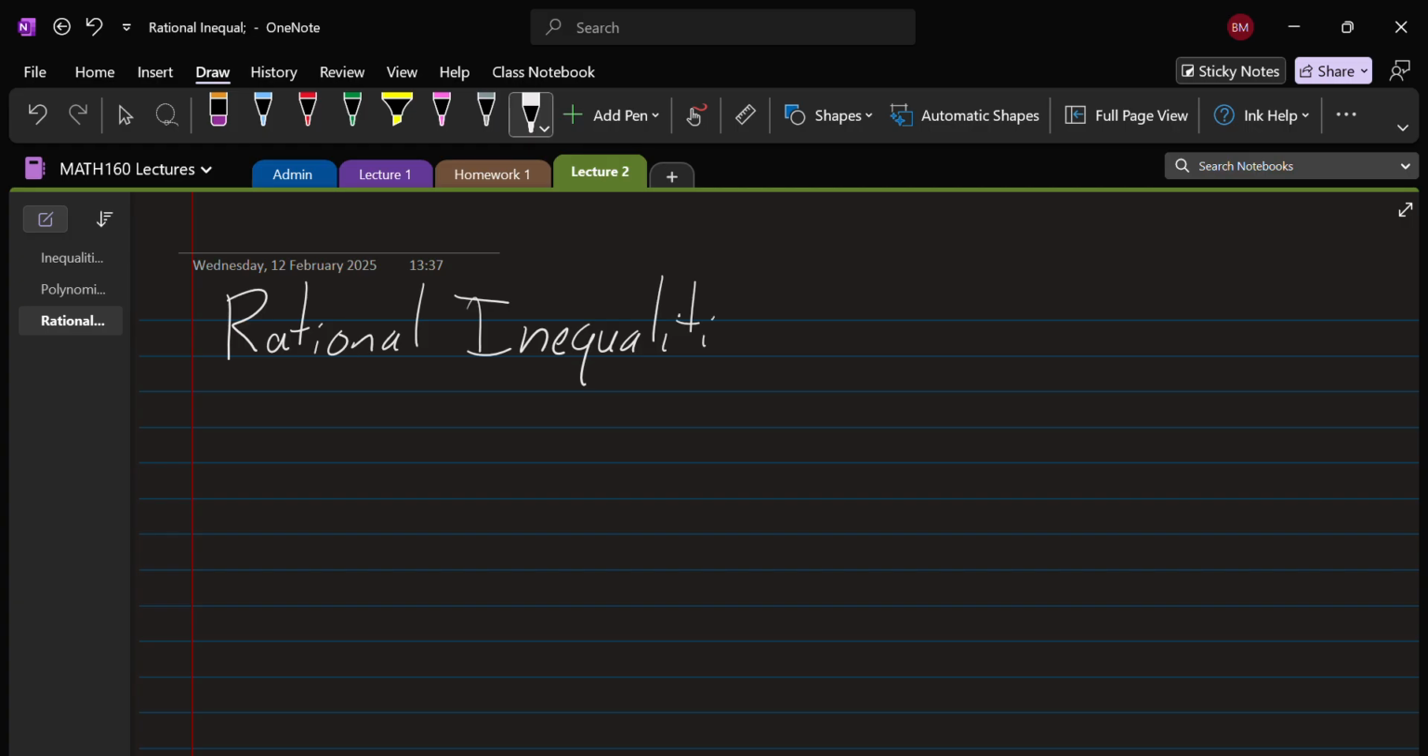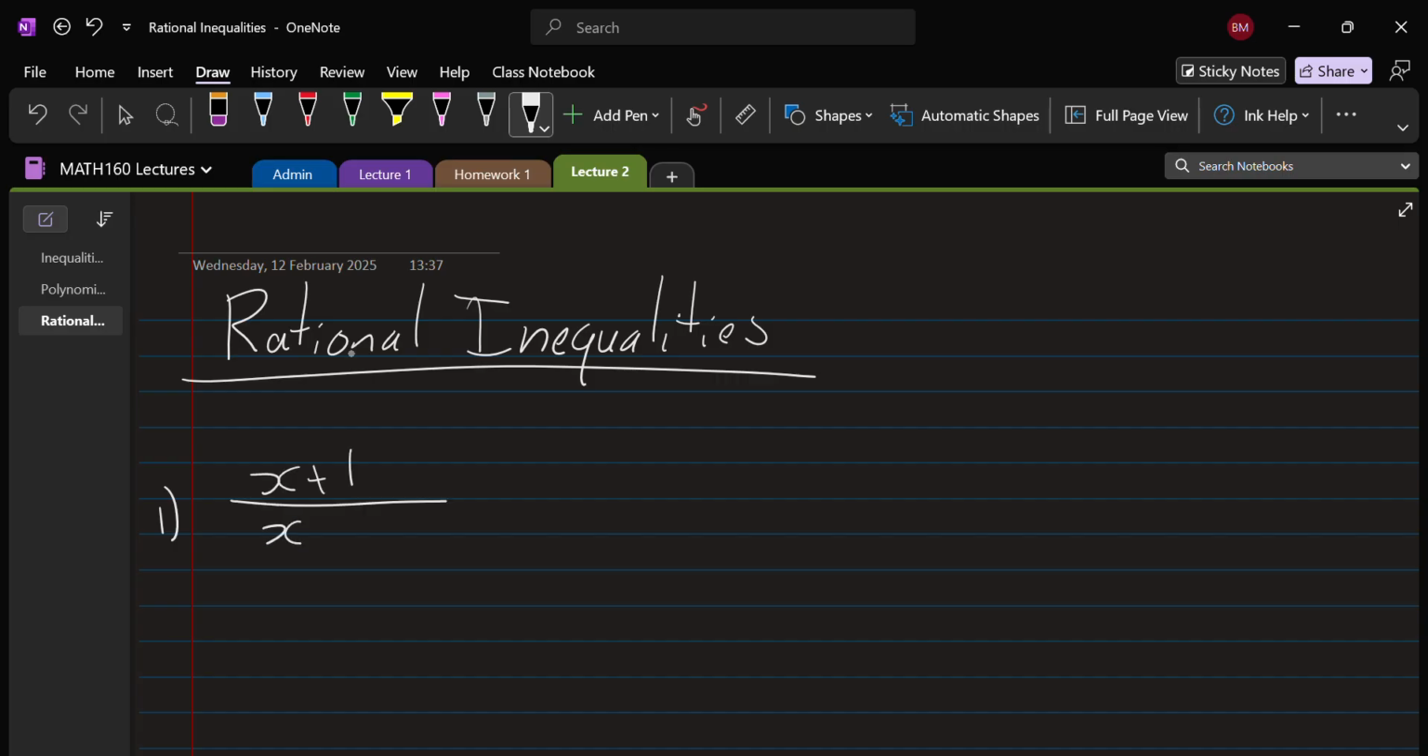Okay, rational inequalities. Again, same game. We've got something less than or equal to something, and we want to solve for x. But in these cases, it's not going to be some linear thing. It's not going to be a polynomial. It's going to be a rational expression, like the stuff we saw before. So again, by example, number 1: (x + 1)/(x - 5) is less than or equal to 0.